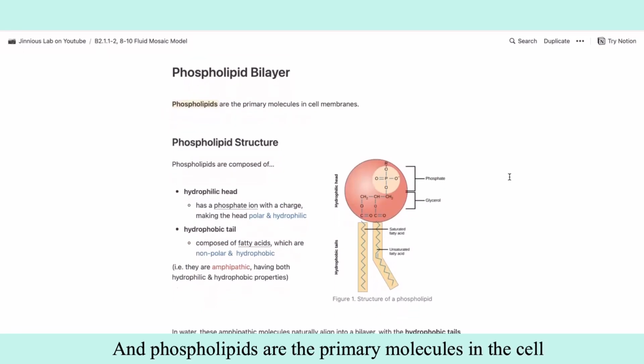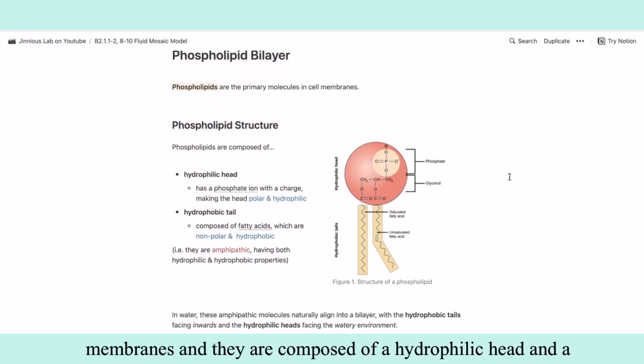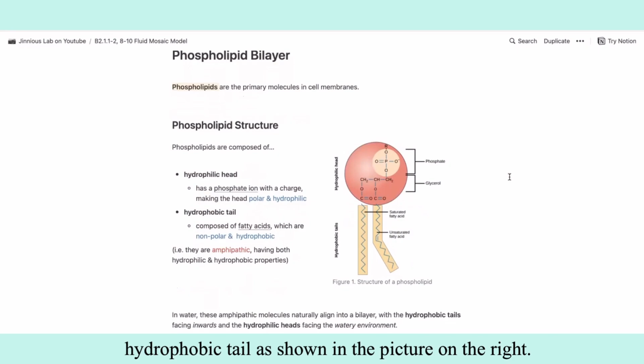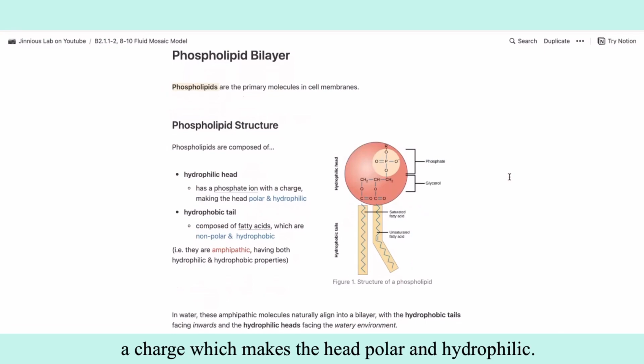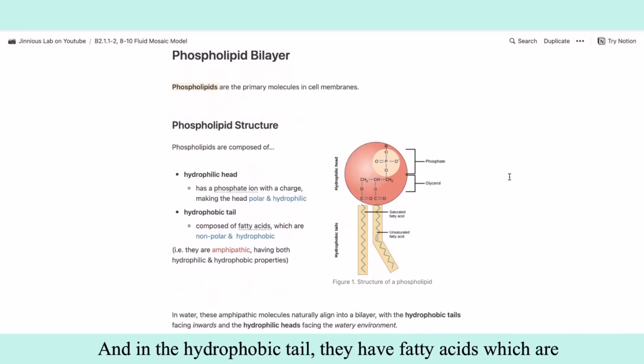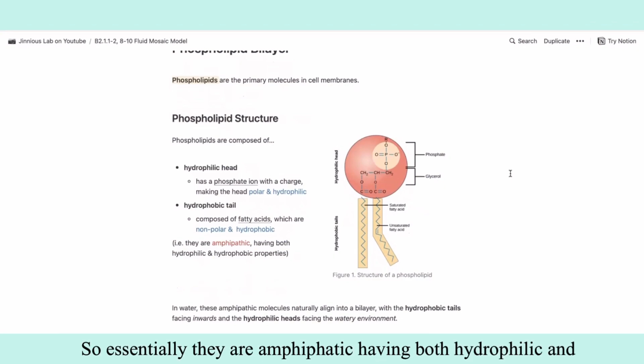And phospholipids are the primary molecules in the cell membranes, and they are composed of a hydrophilic head and a hydrophobic tail, as shown in the picture on the right. In their hydrophilic head, they have a phosphate ion with a charge, which makes the head polar and hydrophilic. And in the hydrophobic tail, they have fatty acids, which are nonpolar and hydrophobic. So essentially, they are amphipathic, having both hydrophilic and hydrophobic properties.